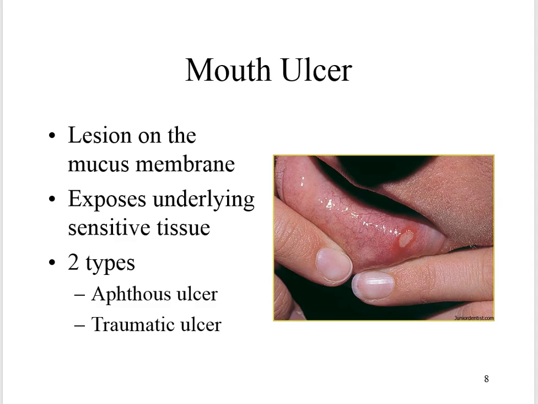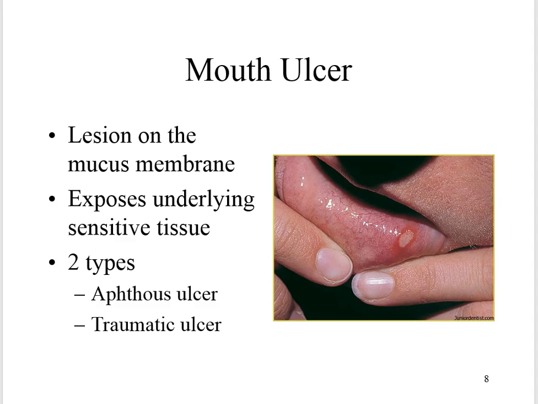A mouth ulcer. This is a lesion on the mucous membrane. It's non-infectious, it's not contagious, and not sexually transmitted. Exposes the underlying sensitive tissue. There are two types, aphthous ulcer and a traumatic ulcer.